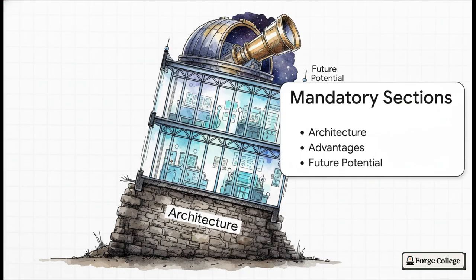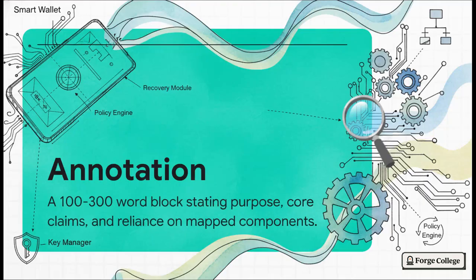If you miss even one of these floors, your reader is left with an incomplete, funny-looking structure that completely fails to capture the real landscape of account abstraction. Now, we need to be clear about what an annotation actually is. An annotation isn't just a lazy summary, not at all. It is a highly specific micro blueprint.